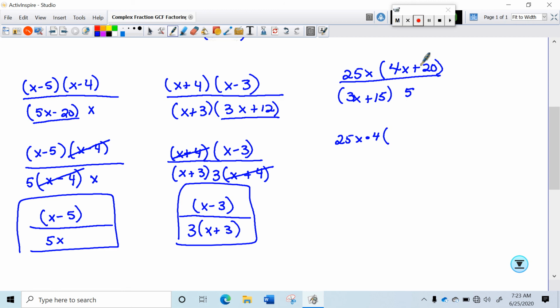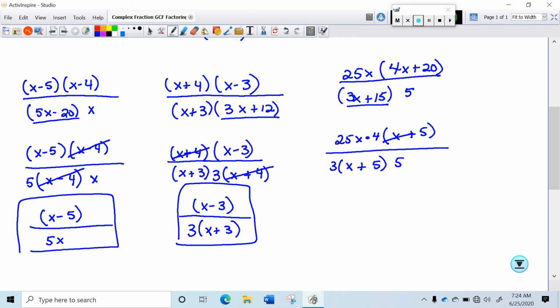Okay, so I've got 4 and an x. I took the 4 out. That's an x left, plus 20 divided by 4 is 5. In the denominator, I can take a 3 out. 3 times x, 3 and an x, I took a 3 out, that's an x left over, plus 15 divided by 3 is 5, and then I've got this 5 here.